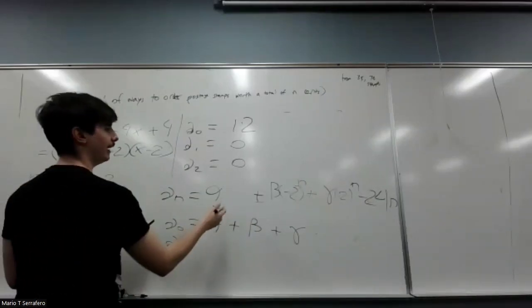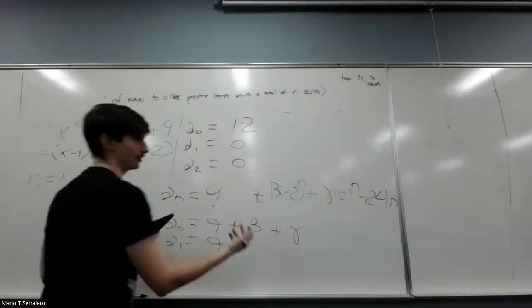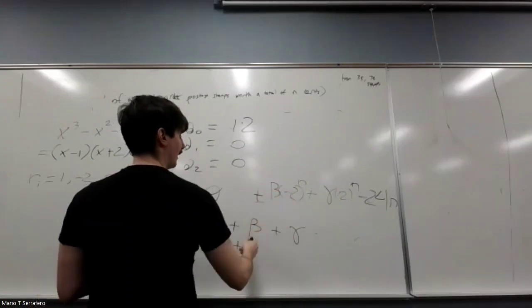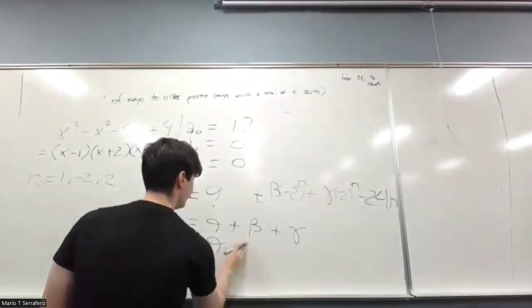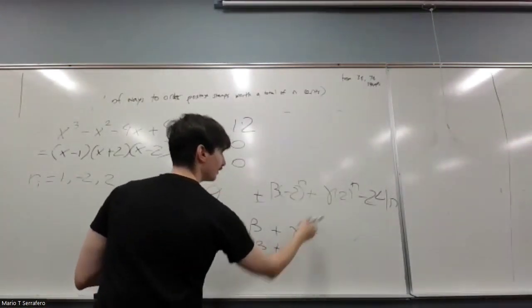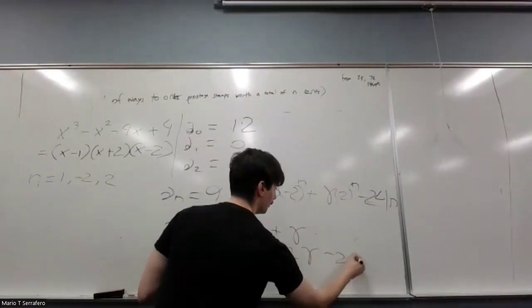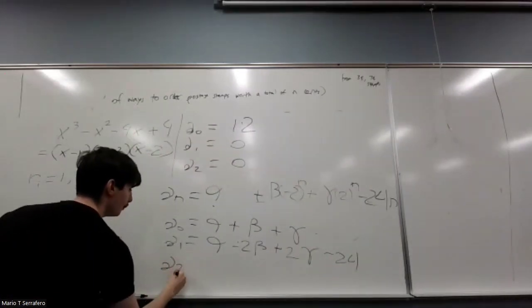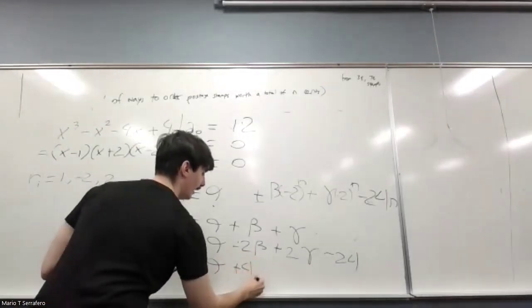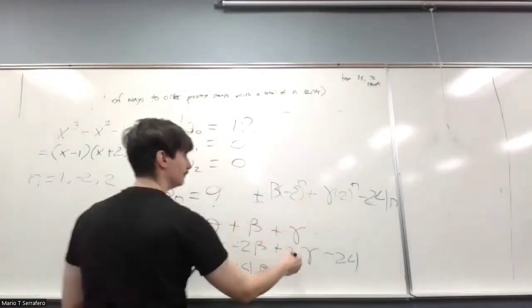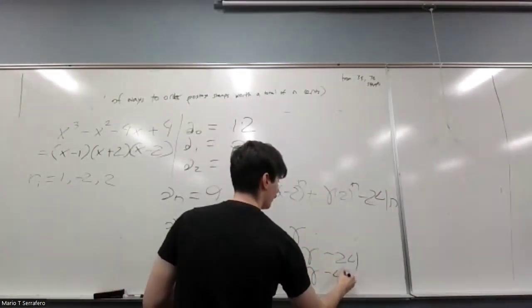And then we do the same for 1, and this would be alpha still. So you're going to have alpha in all of them, which hints that you can probably just ignore that and save it for later. And then here, -2 beta plus 2 gamma minus 24. And then the last one, a2, would be alpha again, plus 4 beta plus 4 gamma minus 48.